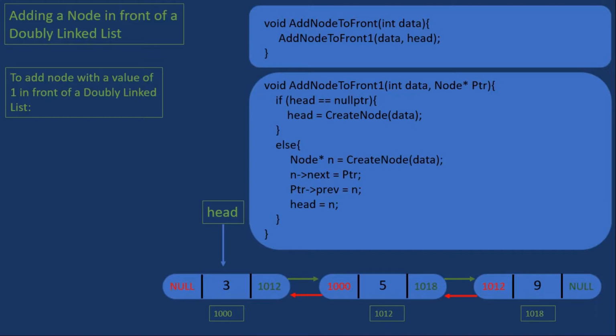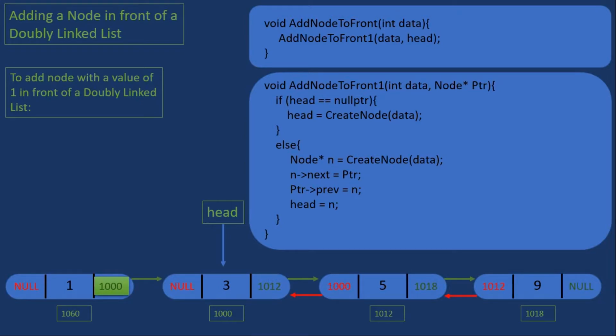After that, we check if the head is equal to null, meaning if the doubly linked list is empty. And if that's the case, we don't have nodes in the doubly linked list, we want to set the head node pointer to the newly created node, which we'll create using the create node function as I explained a moment ago.